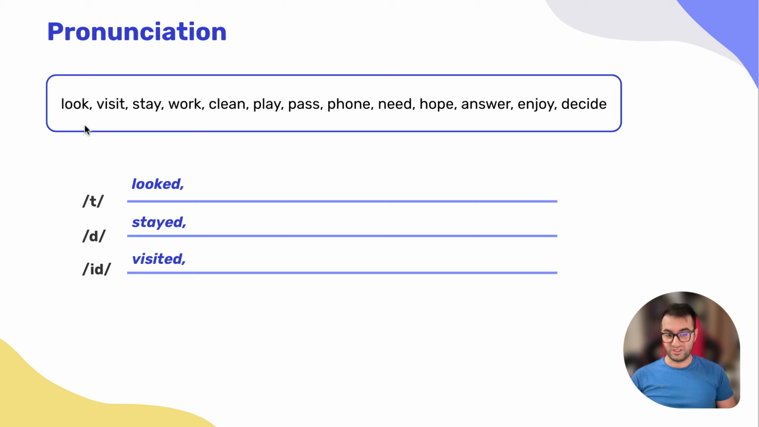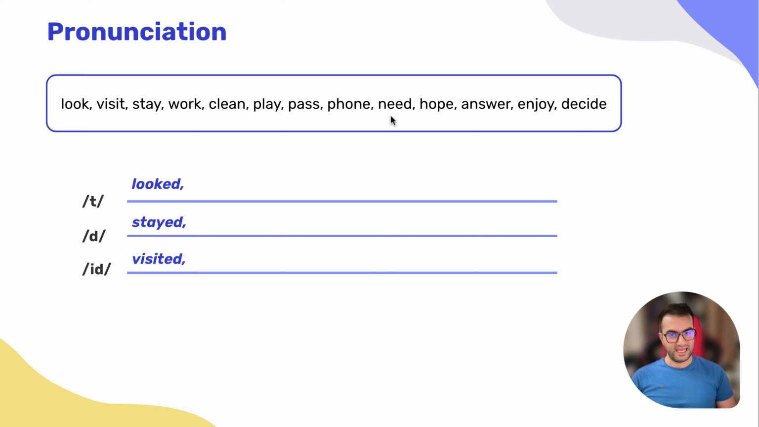Look, looked. Visit, visited. Stay, stayed. Work, so it's a voiceless consonant, then it becomes worked, right? Clean, n is a voiced consonant, so cleaned, right? Play, it's voiced again, played. Pass, well, it is voiceless, then passed, right? Phone, it is voiced, so phoned.